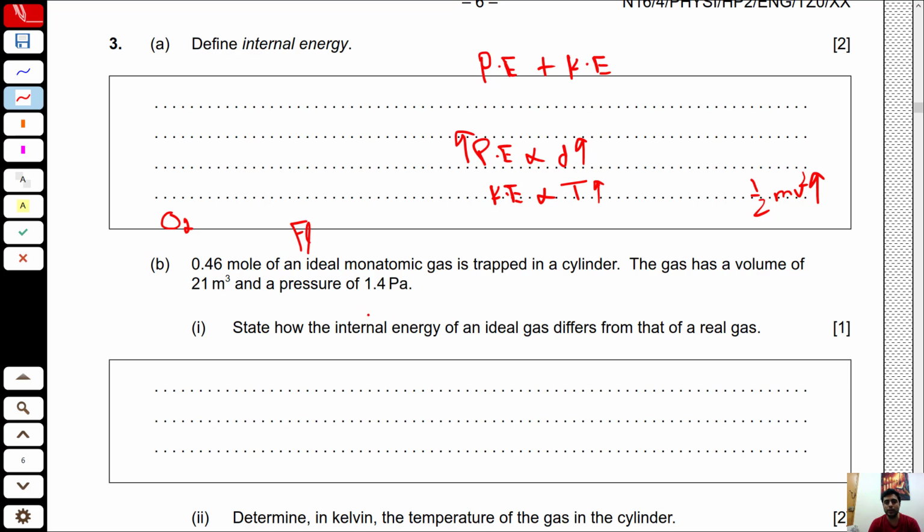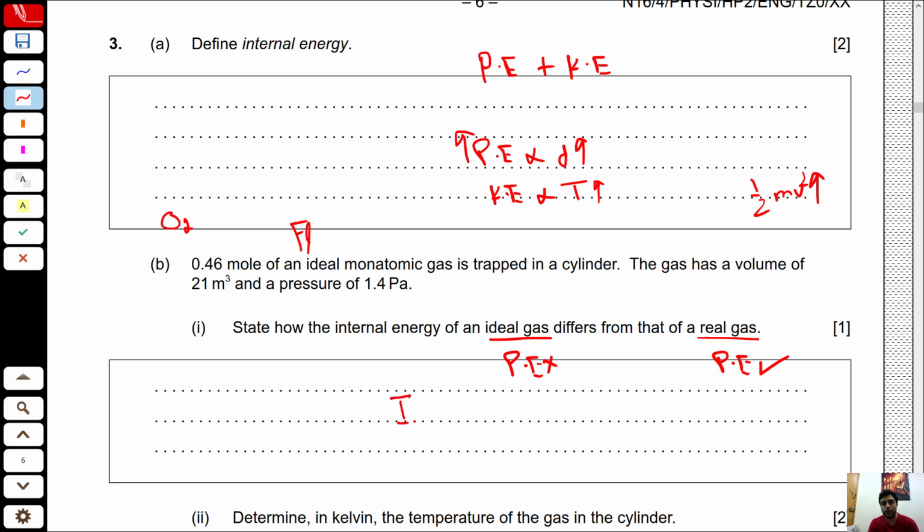State how the internal energy of an ideal gas differs from a real gas. So we have an ideal gas, and we have a real gas. A real gas has potential energy, whereas an ideal gas does not have potential energy. The reason is that the main assumption for an ideal gas is that there are no intermolecular forces of interaction. If there are no intermolecular forces of interaction, then there must be no potential energy, because potential energy is entirely due to the forces of interaction between the particles. Since it is assumed that they don't exist in an ideal gas, there must be no potential energy.